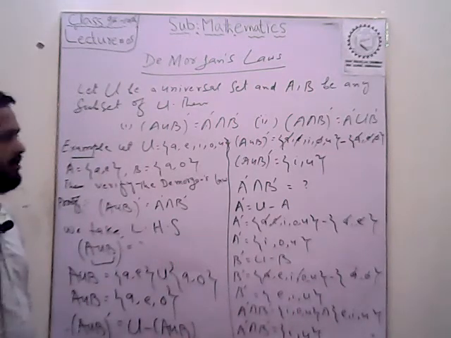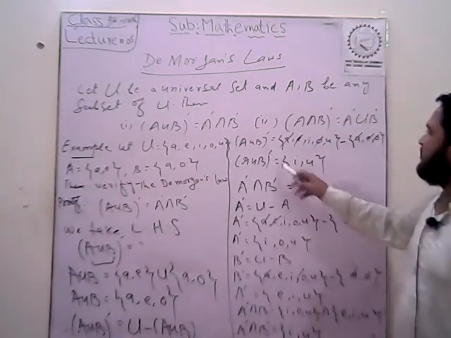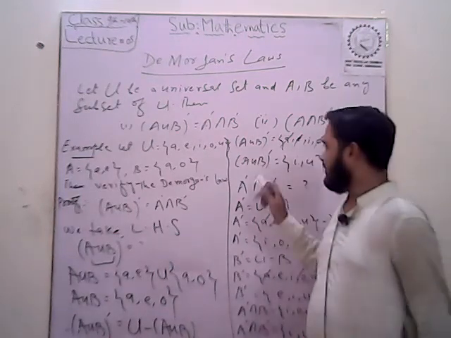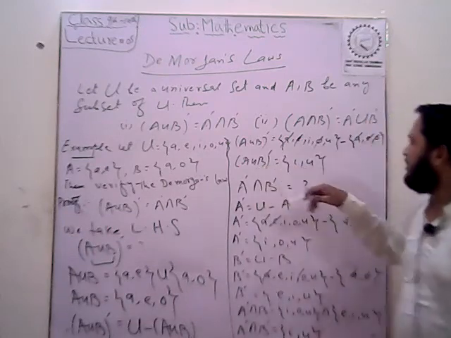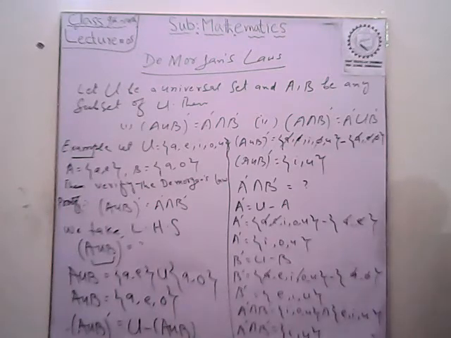So (A union B) whole complement is equal to U minus (A union B). The universal set we have given is {A, E, I, O, U}. Subtract A union B, then we get (A union B) whole complement. So A, E, O will cancel. Now (A union B) whole complement is equal to {I, U}. So the left hand side is equal to {I, U}. Then it is necessary that A complement intersection B complement is also equal to {I, U}.